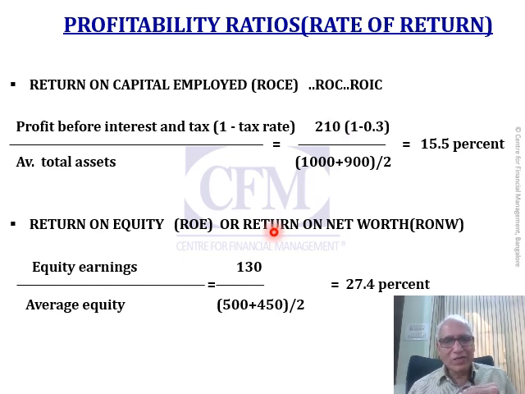Return on equity, also called as return on net worth or return on shareholders' funds, is defined as equity earnings divided by average equity. Equity earnings of Horizon are 130 million, average equity is 475 million, so return on equity is 27.4%. Return on equity can be directly compared with cost of equity. If the return on equity is higher than cost of equity, obviously the firm is creating value for shareholders.